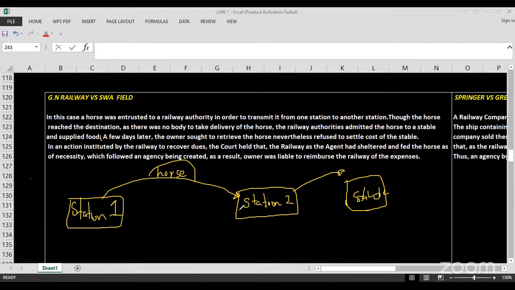Then what this station master did is, okay, found on his horse. So then they admitted that horse to a stable and they supplied food and they looked after the horse. A few days later, the owner sought to retrieve the horse, nevertheless refused to settle the cost of the stable. Now what happened after a few days, the horse owner came, and the railway authorities told him, okay, we were looking after your horse for around 2 days and we gave it food and we admitted it to a stable. Now you give us the cost.